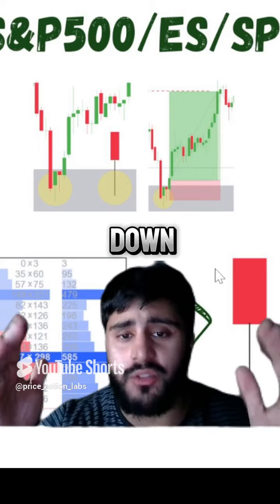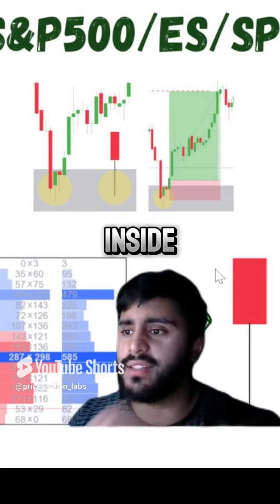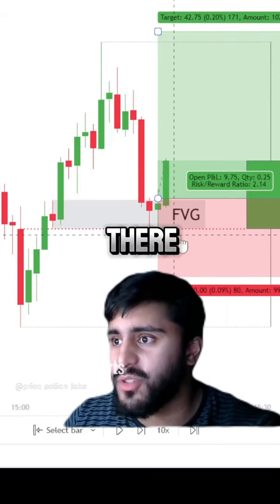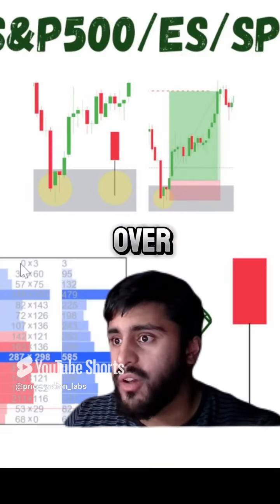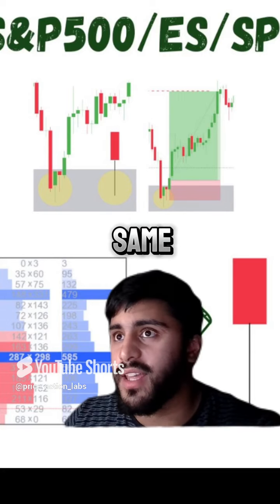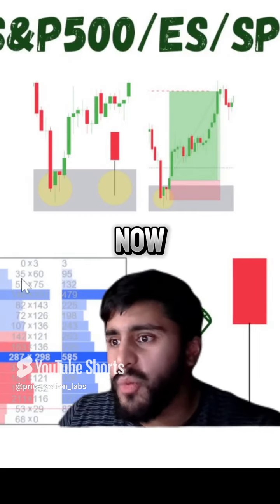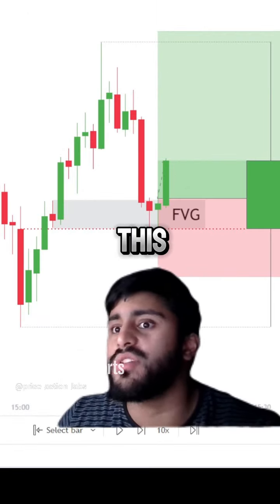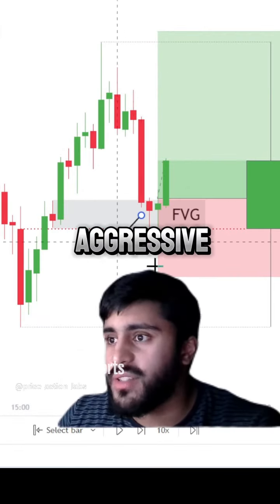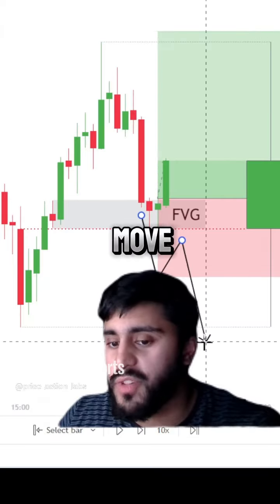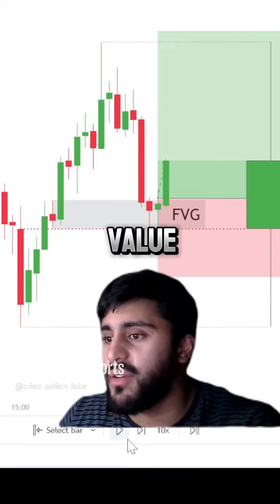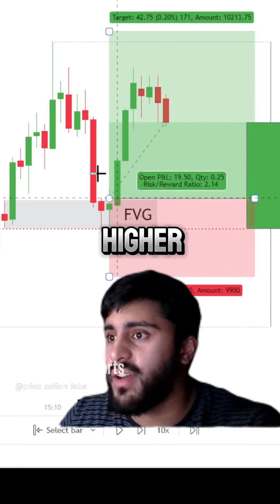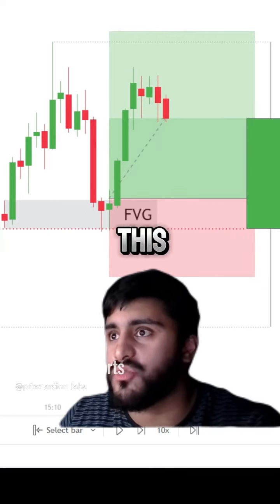So if I were to break this down to you, when you see lots of red inside of a bullish fair value gap, so here there was a lot of aggressive sellers over here, right? This candle is the same as this candle. Now, when you see a lot of aggressive sellers, but the market doesn't move down, right? So in this region over here, there was a lot of aggressive sellers, but the market failed to move down, right? The market actually held this fair value gap and then obviously continued higher. And that's what gives you the signal to buy in this region.